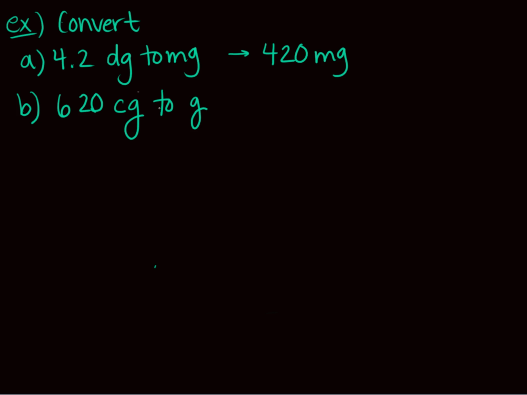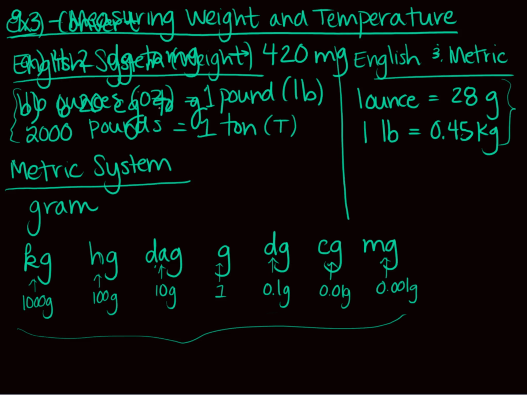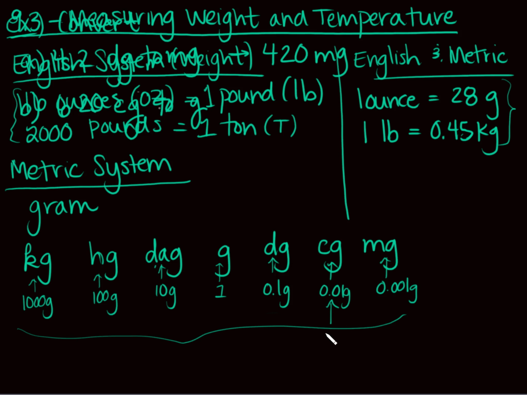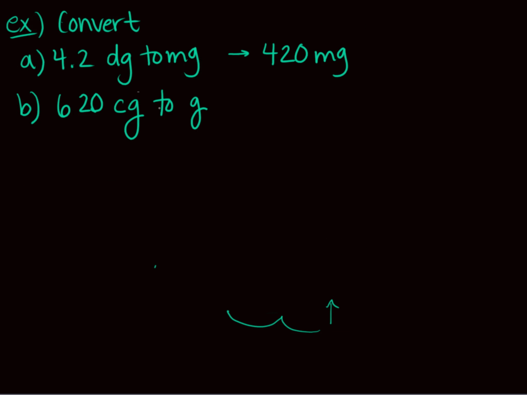All right, so centigrams to grams. I would move over twice, right? So that would be divide by 100, or move your decimal to the left 2. So that's 6.2 grams. Okay, pretty easy. I think it's pretty easy. Look at the fun sheet too, I have the solutions on the fun sheet.